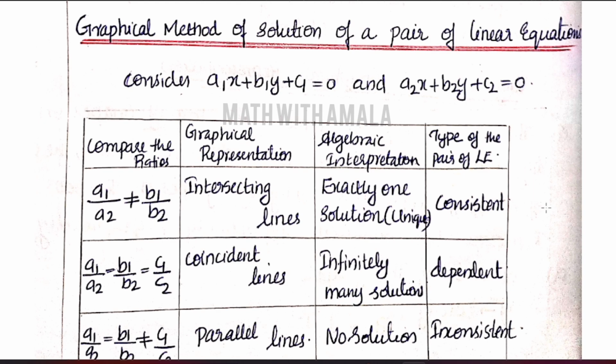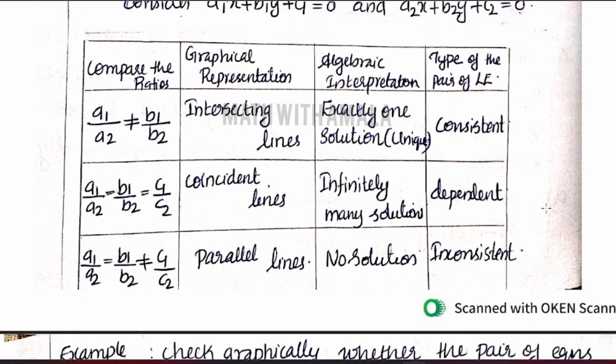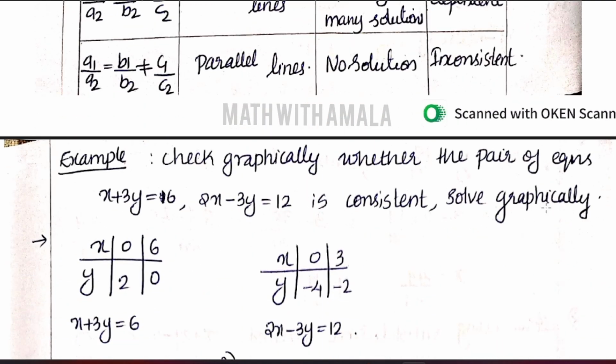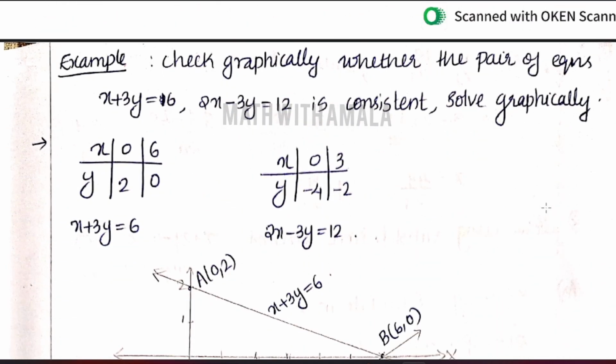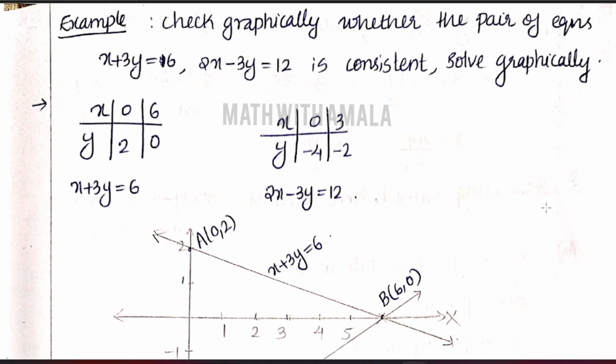Likewise, for parallel lines, there are no solutions because they are not meeting at any point in the graph or the plane. Also, they are inconsistent. So we can have one more point here. A dependent pair of linear equations is always consistent. Dependent means it is consistent, that means they are having a continuity in between them. Next one, there we have an example.